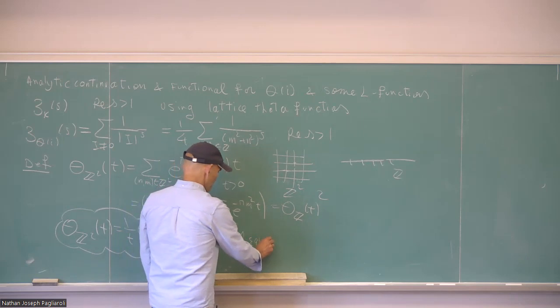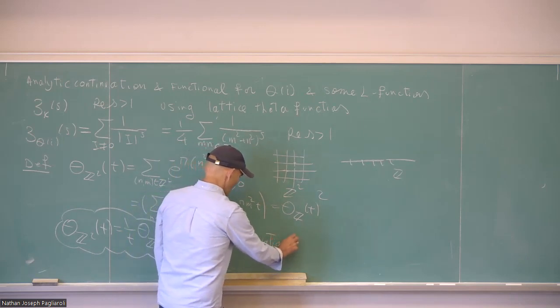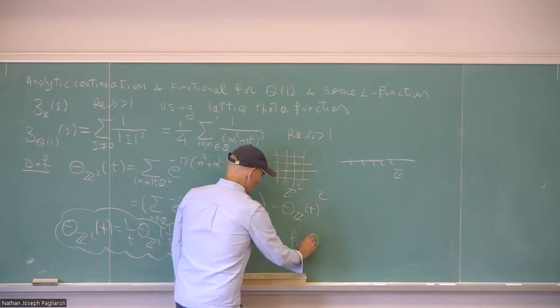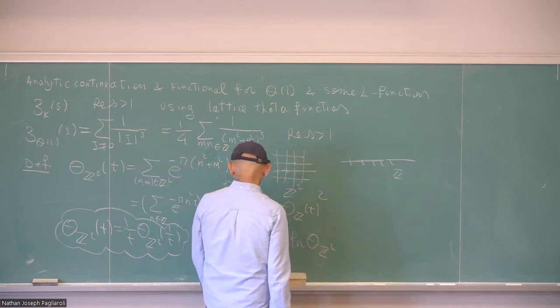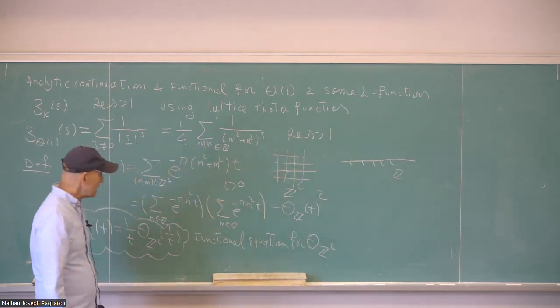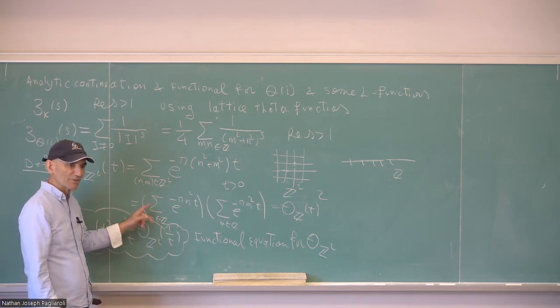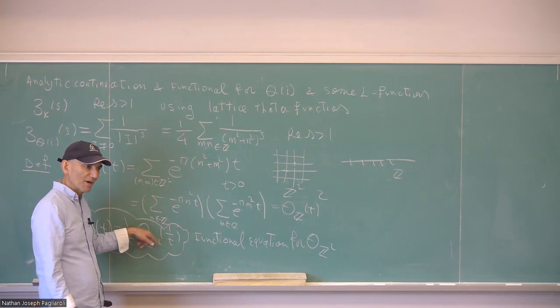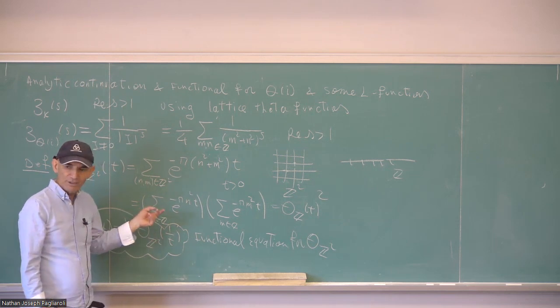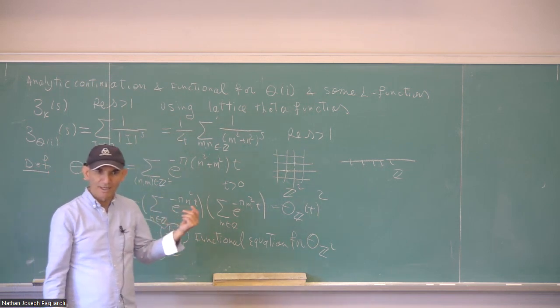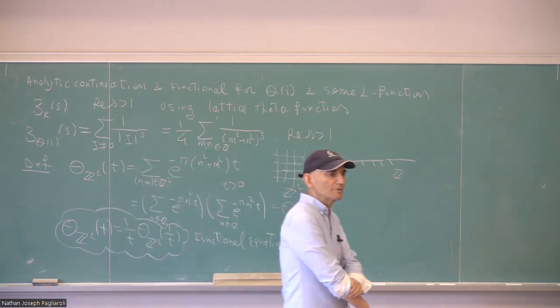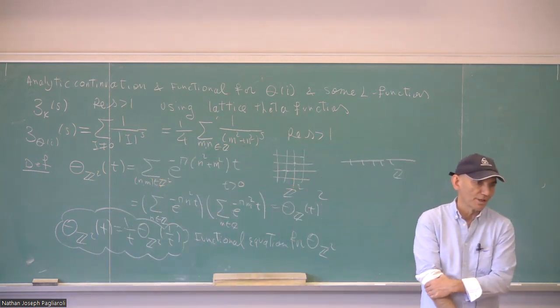Functional equation for theta z2. And you know what was Riemann's idea? Riemann used the functional equation for theta to prove analytic continuation and functional equation for zeta using the Mellin transform, right? So we are going to use the same trick now.